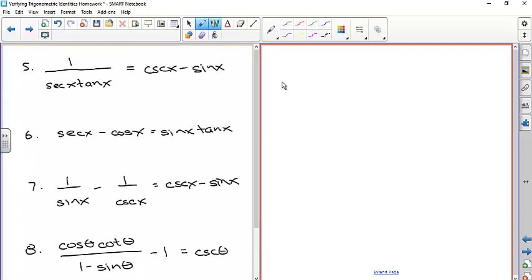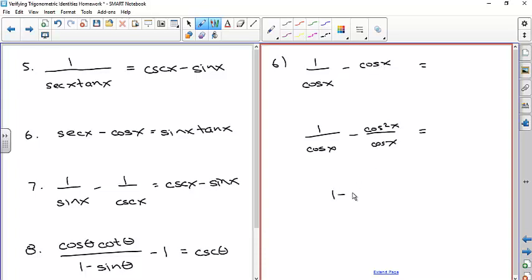Okay, next one, I think what we can do is use the reciprocal identity to rewrite the secant as 1 over the cosine, like that. Then we can find a common denominator, so you'll get 1 over the cosine of x minus cosine squared x over the cosine of x. So just multiply the numerator and the denominator by the cosine, so you get 1 minus the sine squared of x divided by the cosine of x.